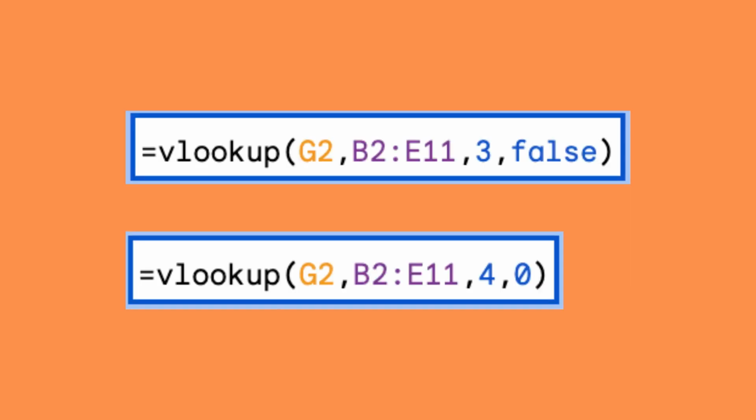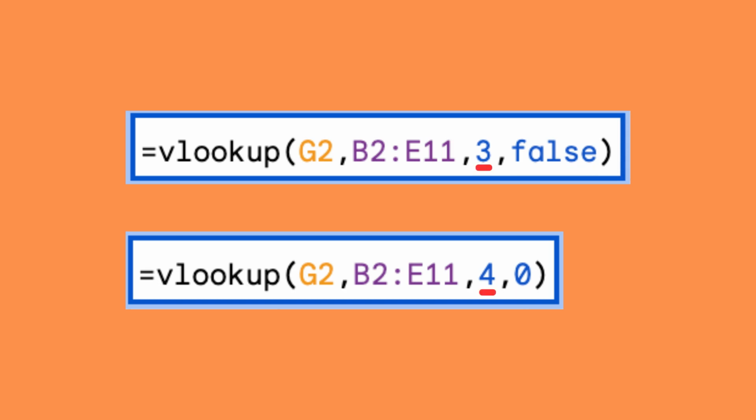The functions to find the movie length and score are almost identical. Both look for the value which is in G2. Both use the range of B2 to E11. Both look for an exact match as noted by the false statement or 0 at the end of the function.